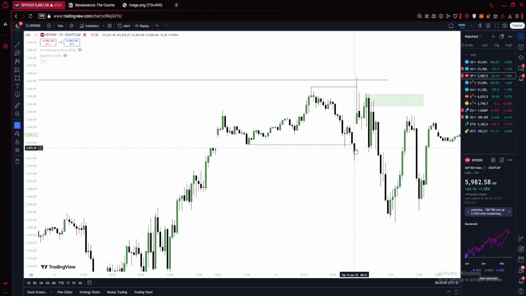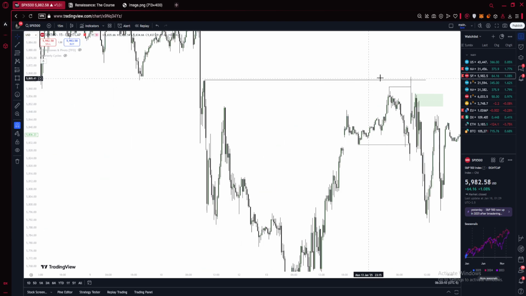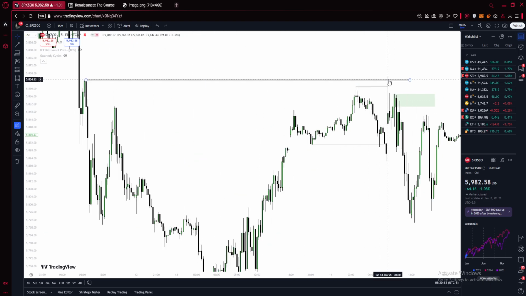I wait for news to tell me what it wants to do. I know liquidity is upwards. So we sweep the liquidity right there. We sweep it. And I enter instantly. Why? Why do I enter instantly? Knowing I'm going to win.